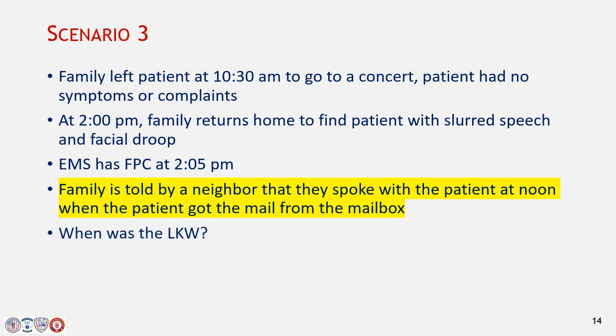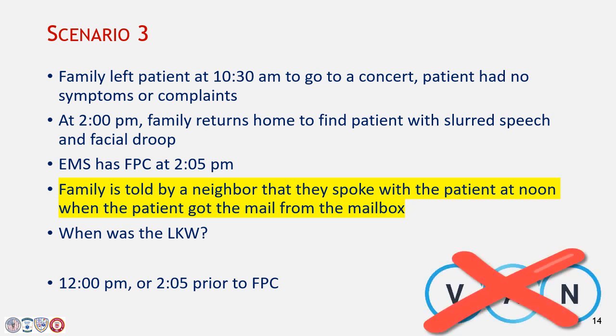So last known well in this case, 12 noon, little over 2 hours prior to EMS first patient contact. However, this patient doesn't get a VAN exam because the patient had slurred speech, had facial droop, but no arm weakness. So, I mean, you can retest for the palms up 10-second thing, but if you incorporate that in your Cincinnati scale, then you already know that the patient should not get the other three VAN parameters.